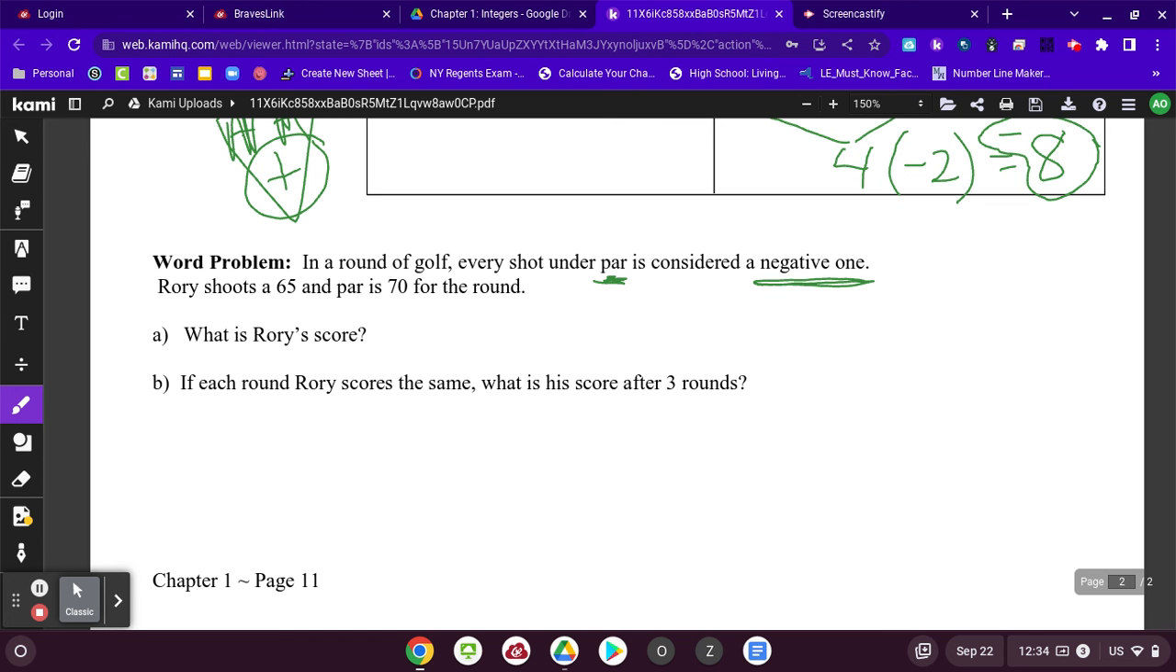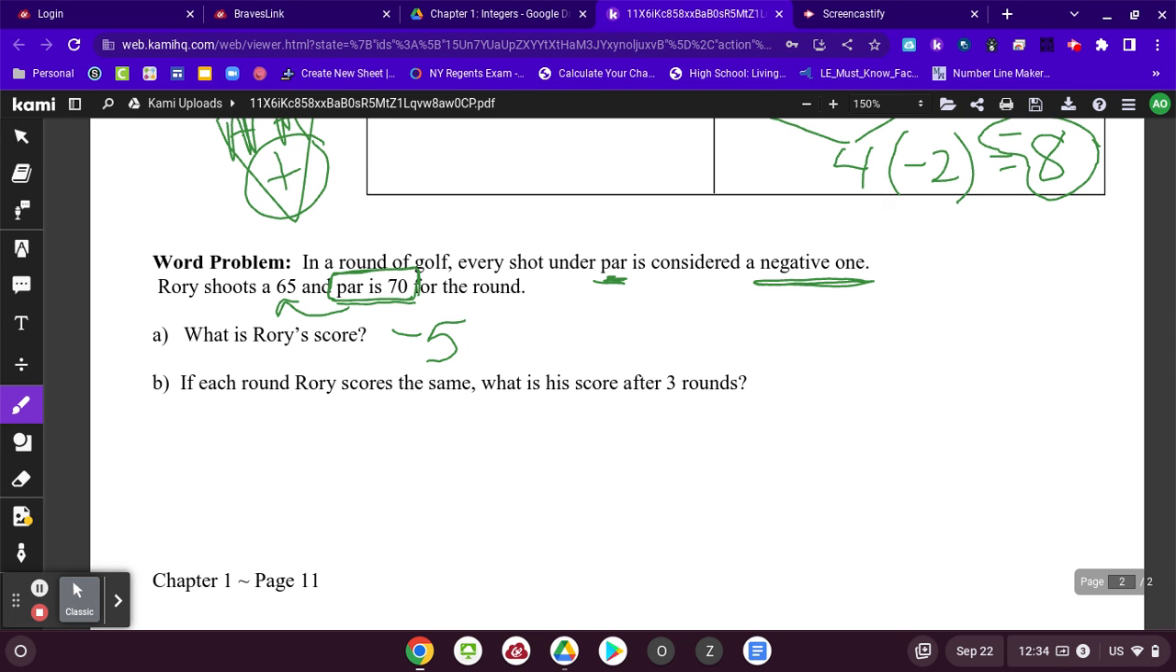So if Rory shoots a 65 and par is 70 for the round, what is Rory's score? Well, the golf course thinks you should take 70 strokes to complete their course. Rory was under that, which means he's negative. How far under? 5. So his score is -5. That's a really good score. He did better than the course thought you should do.